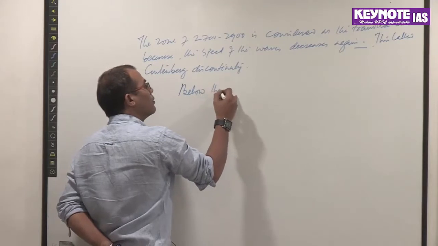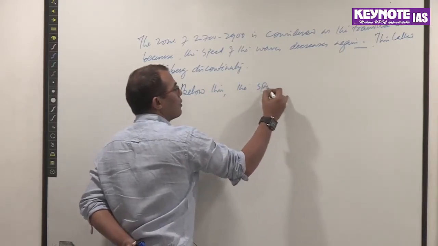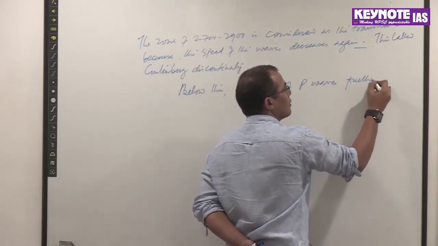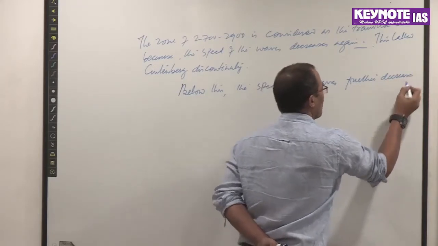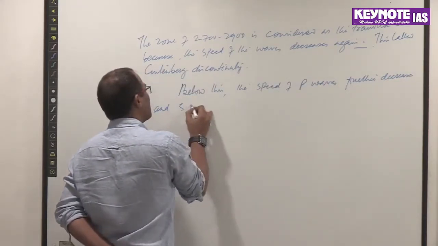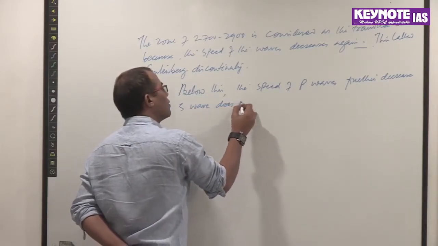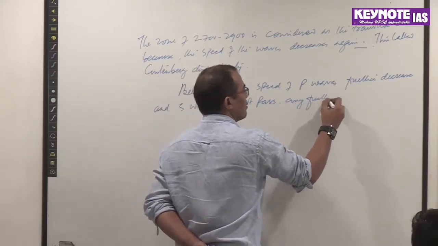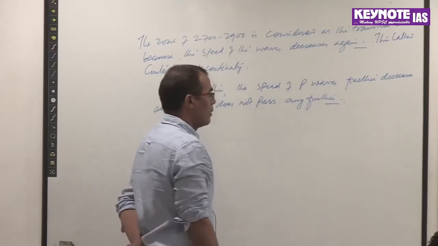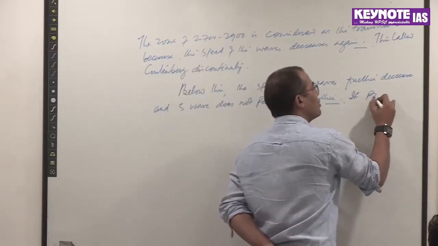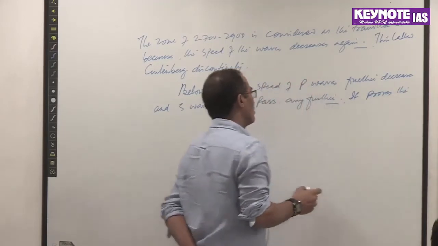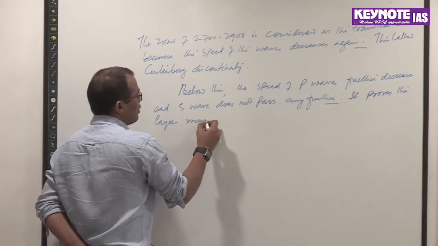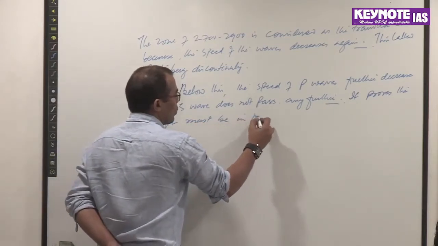Below this, the speed of P waves further decreases and S wave does not pass any further. It proves the presence of, has proved the layer must be in a liquid state.